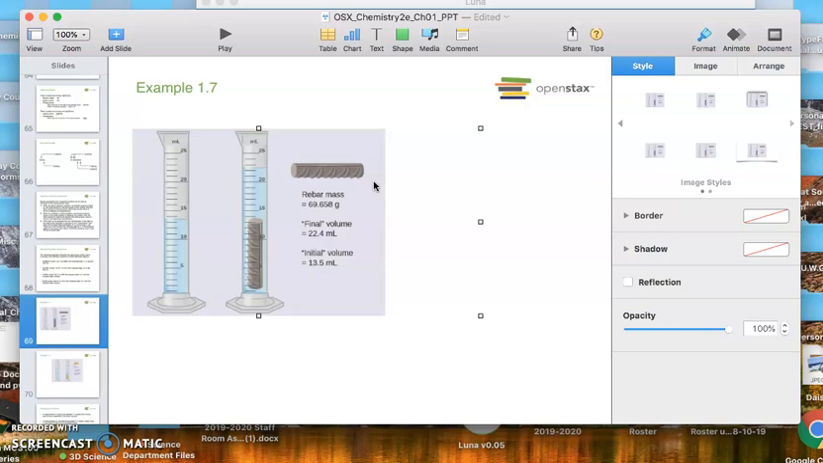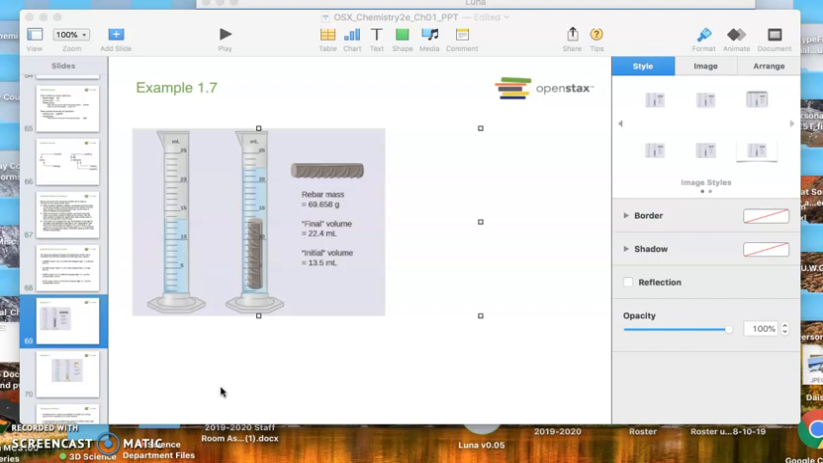We do that by what's called volume displacement. So we add some water to a graduated cylinder, and then we take an irregular object and put it in the graduated cylinder, and then measure the volume again. So here we have the initial mass of the rebar. We have the final volume of the liquid in our graduated cylinder, and then we have the initial volume. Okay, so the first step would be to find, of course, the volume of the irregular object.